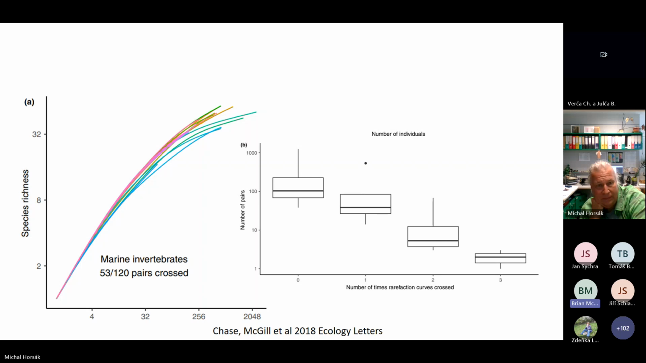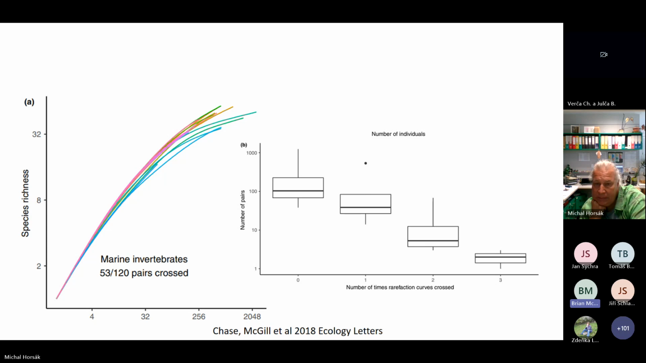And the consequence of that is these curves can cross each other. This is a sample data set of marine invertebrates, and of the 120 pairs of curves that we have there, 53 of those 120 curves actually cross each other. And if you go over to the right-hand side, 53 cross at least once. It looks like about 8 cross each other twice, and we actually have 3 or 4 curves that cross each other 3 times.